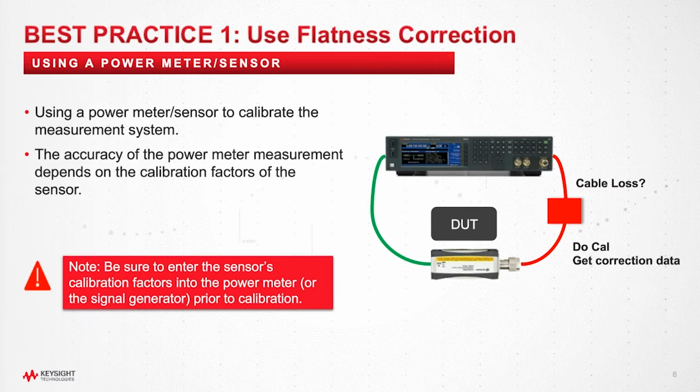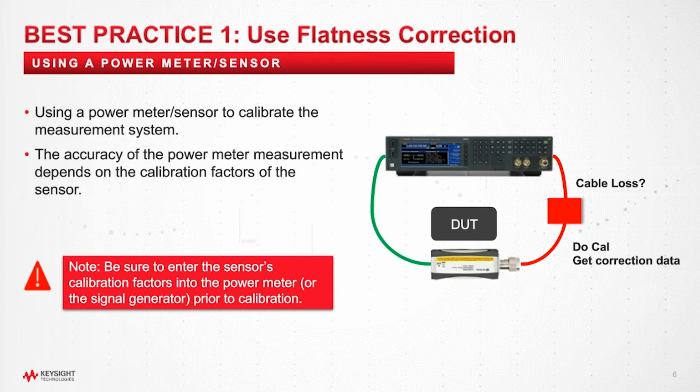The first best practice is to use flatness correction. User flatness correction allows the digital adjustment of RF output amplitude to compensate for the external losses in cables, switches, and other devices. By using a power meter and sensor to calibrate the measurement system, a table of power level corrections can automatically be created.